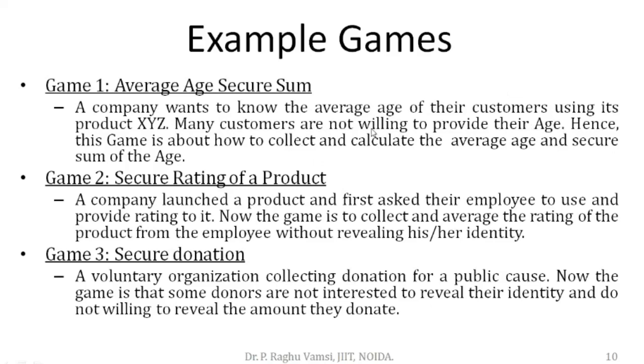Okay. So here the customer is known, but the age is not known. In the second game, the rating may be known, but who has given the rating should not be known to the company. Here, without revealing their identity, they have to give this. Next one is secure donation.